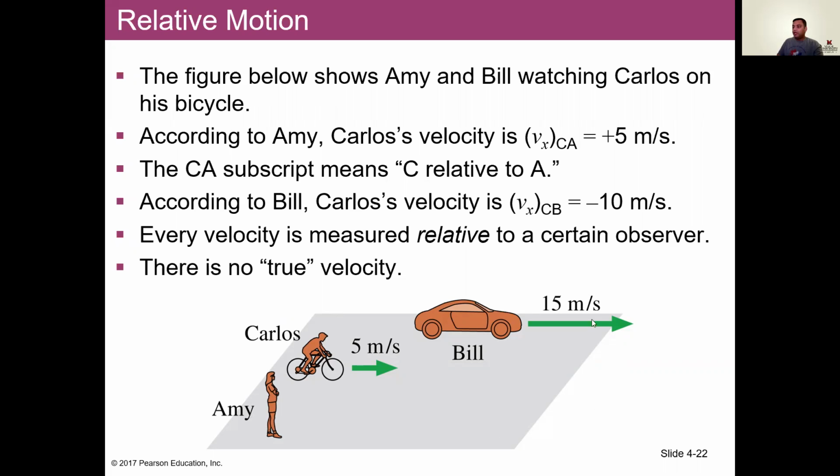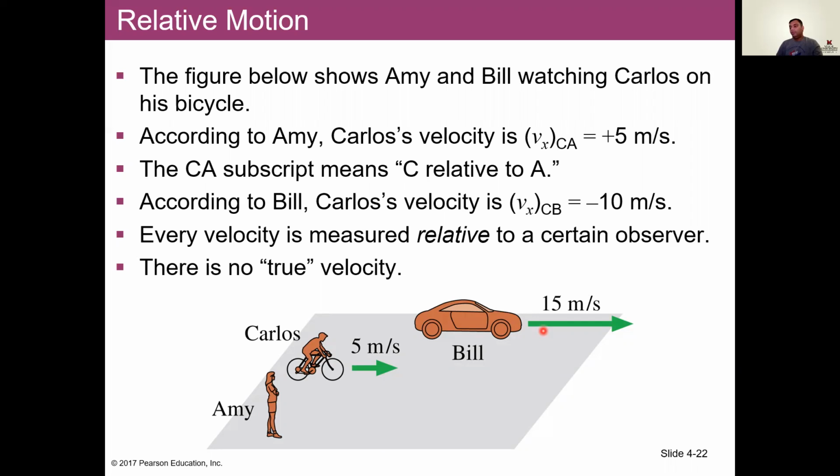So this figure tells you, if we have 3 to 4 different moving objects, there are 3, looks like I can't count. Anyway, so you have Amy, Carlos, and then Bill inside the car. They're moving differently. So Amy is at rest, right? So if you wanted to attach a velocity or speed with Amy, you can say v equals 0. Then you have 5 meters per second, then you have 15 meters per second, okay?